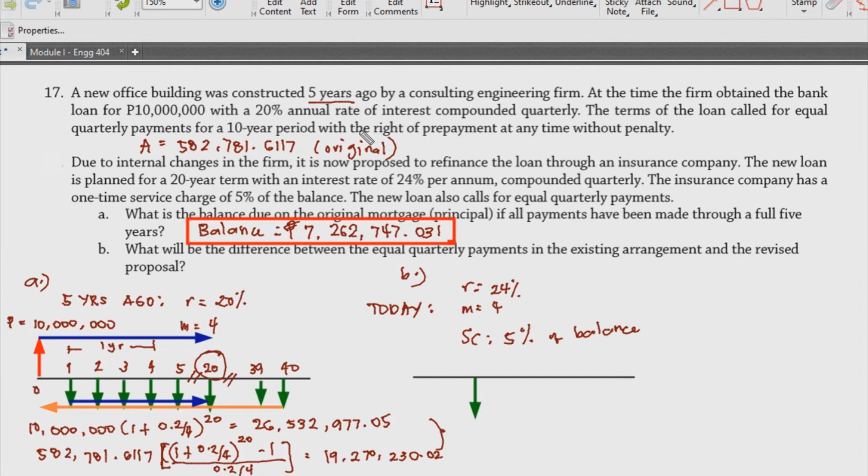So with this, let's compute for our P first. So alam naman natin na yung P natin would be the original balance, that is 7,262,747.031, and then we need to incorporate yung ating 5% service charge, which is dependent on the original additional balance na kailangan mo pang bayaran. Kasi sabi dito 5% of the balance. So that is we incorporate yung ating 5% of the balance, or you could just multiply this to 1.05, so that we will be obtaining yung ating starting amount for the new plan.